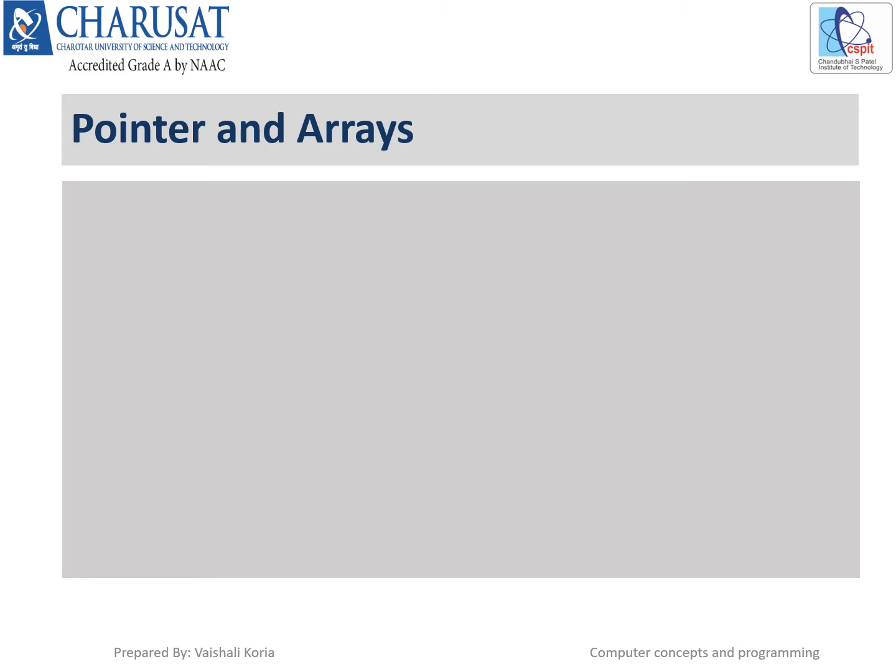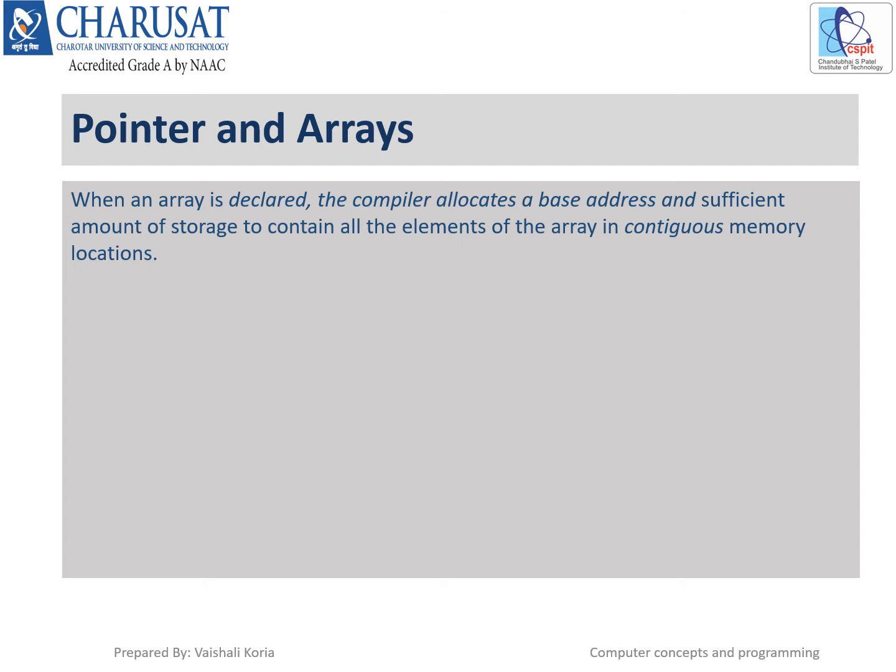Now the next important point is pointers and arrays. We know that the array name always contains the address of the first element. So the array name itself is an address. We will see how we can use arrays and pointers together. When an array is declared, the compiler allocates a base address and a sufficient amount of storage to contain all the elements of the array in contiguous memory locations.